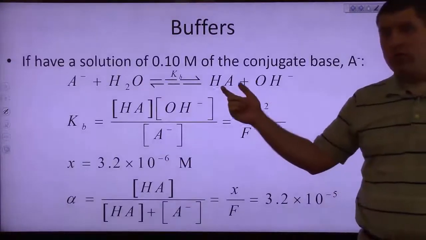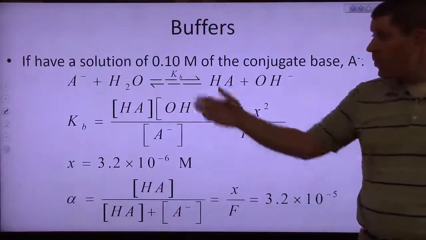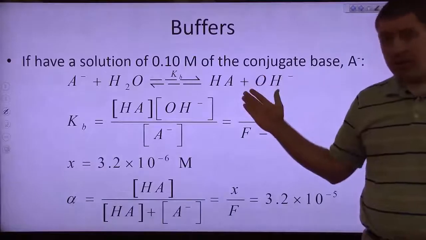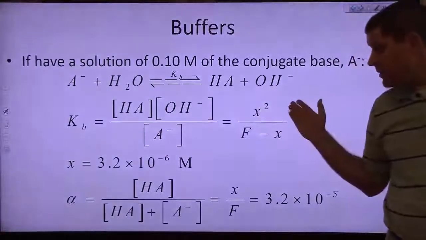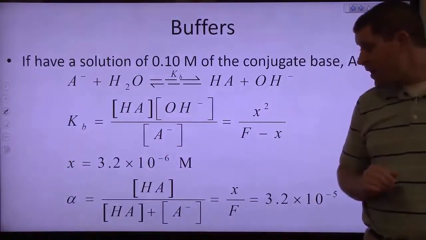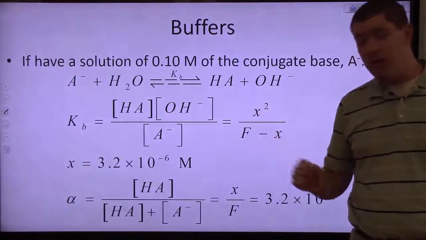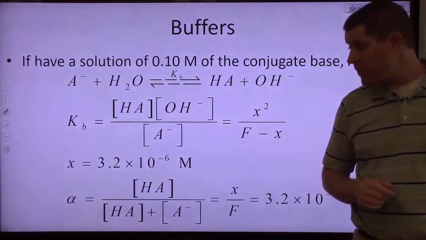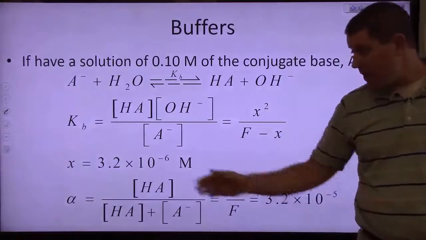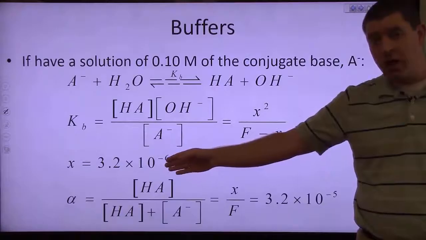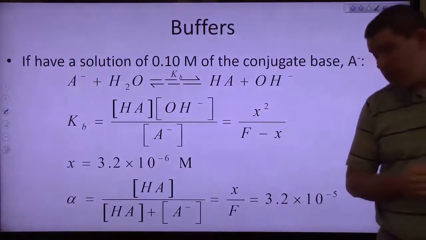So suppose we have a solution of 0.1 molar of our conjugate base, A minus. And when we put that into water, then we have the base hydrolysis reaction occurring, and we can then write our Kb, which then ends up as X squared over F minus X, where X is equal to the HA concentration or the hydroxide ion concentration. And that value is then 3.2 times 10 to the minus 6 molar, and then our fraction of association, alpha, is equal to 3.2 times 10 to the minus 5.